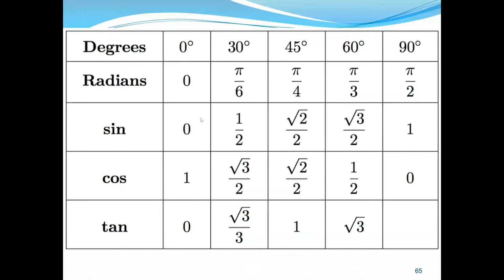Basically, the numerator goes up by square root of 1 unit, right? So here is square root of 0 over 2. Do you agree for 0? Austin, do you agree? Yeah. So 30 degrees is square root of 1 over 2, 45 degrees is square root of 2 over 2, 60 degrees is square root of 3 over 2, and 90 degrees is square root of 4 over 2. You see that? And cosine reverses that pattern.